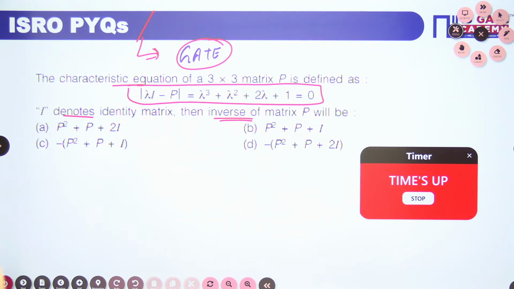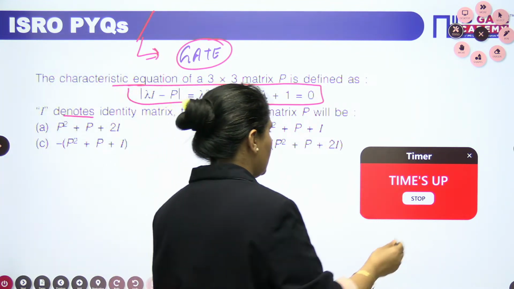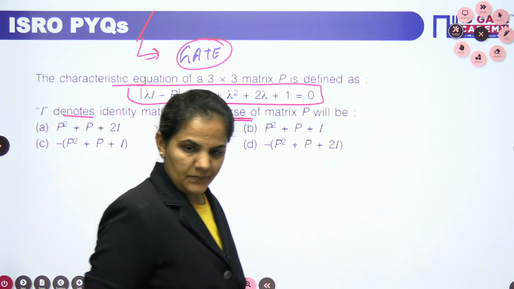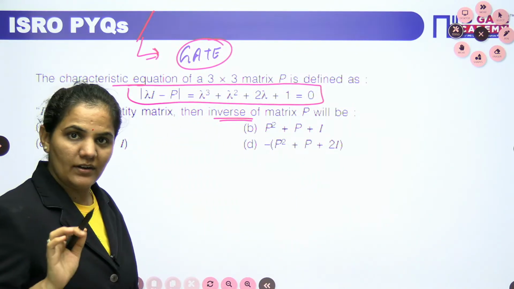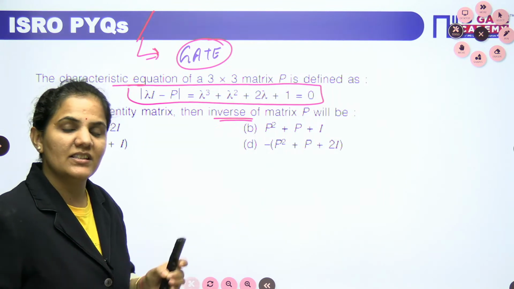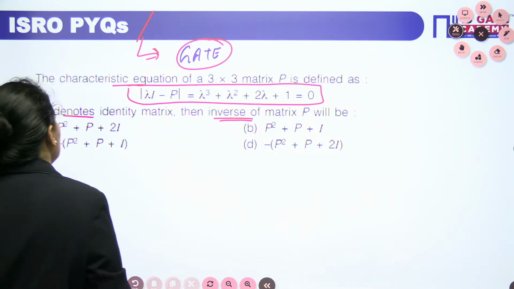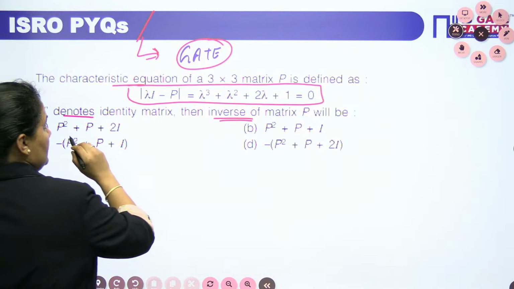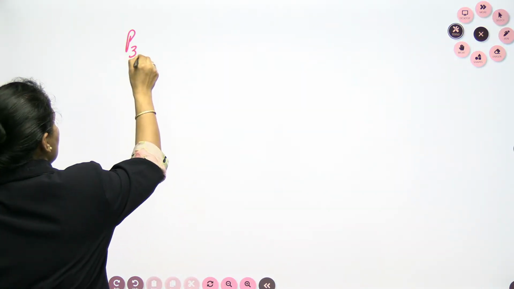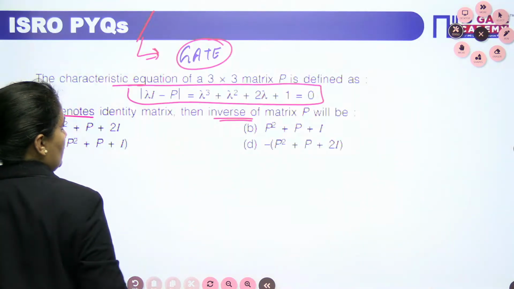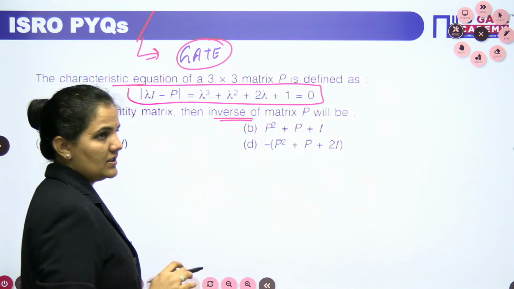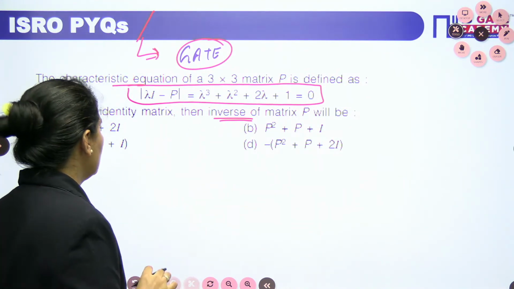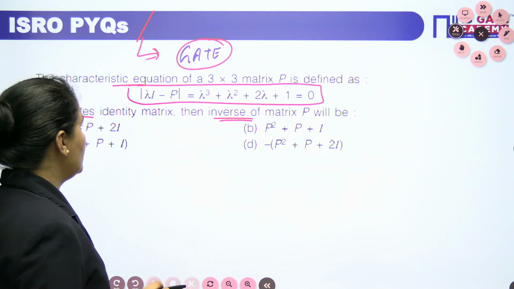Yeah, we can solve the question very easily, as I told you. Let's go for it. So what is the question we are having? This is the same GATE problem, we already had a discussion on it. Okay, so we can see that the matrix P is given to me, which is a 3 cross 3 matrix. The characteristic equation is given for P. I denotes the identity matrix.